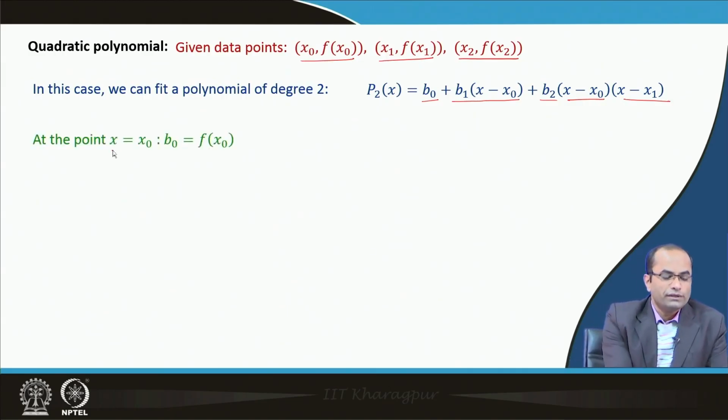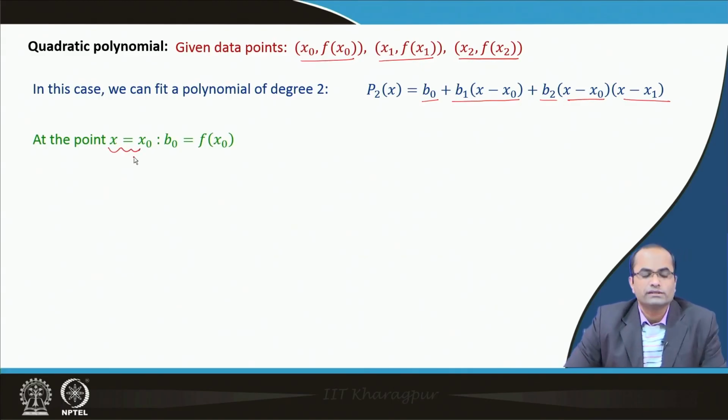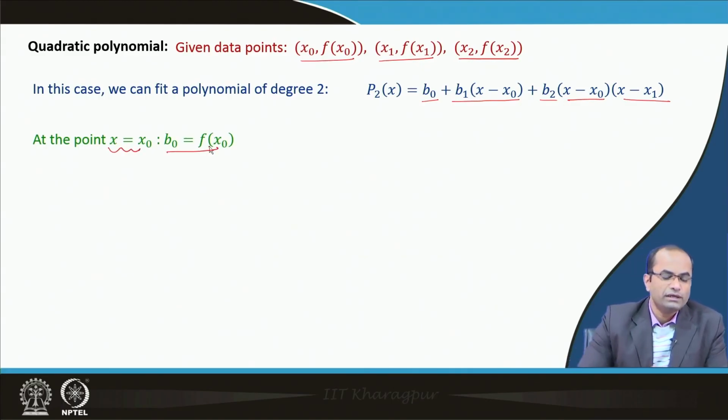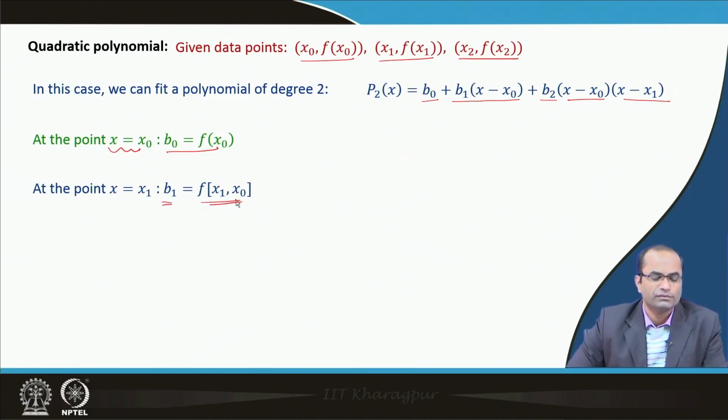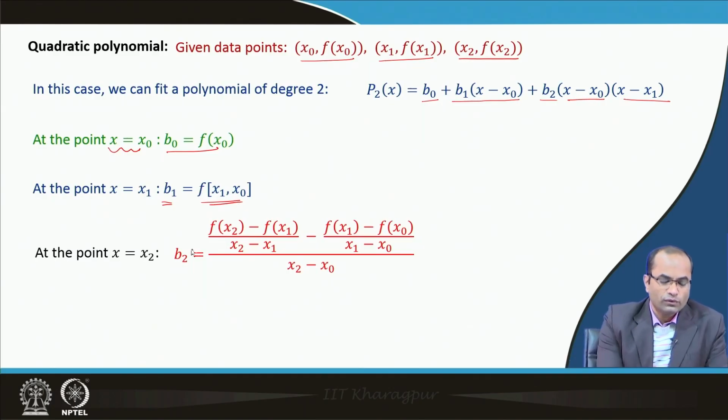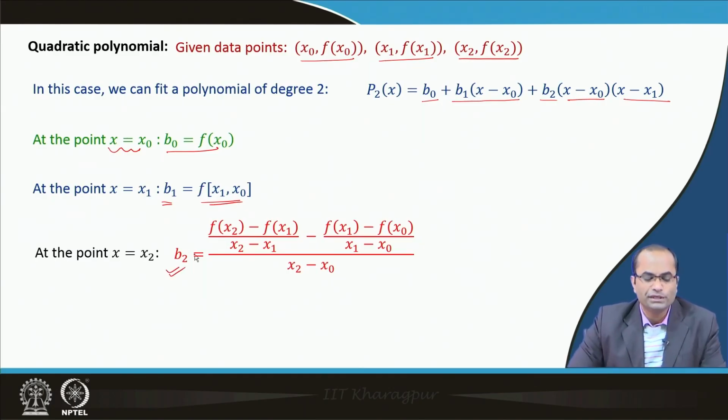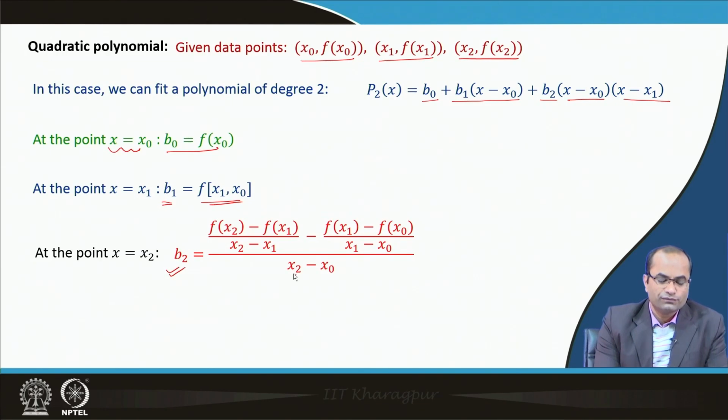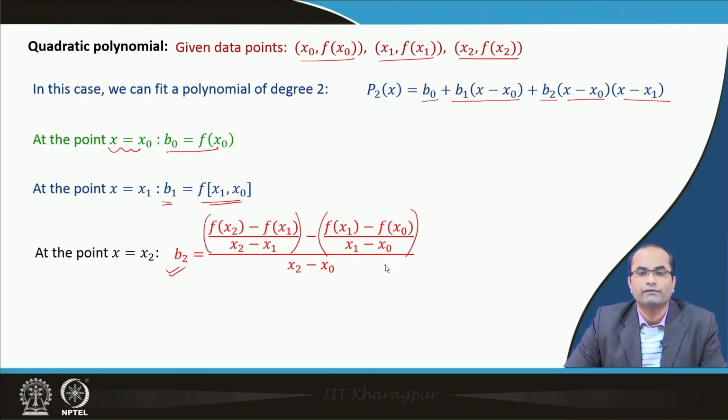So, for B naught, when we substitute x is equal to x naught, we will get immediately B naught, and similarly B 1, which we have already evaluated before, it will be the same value. So, f[x 1, x naught], and then substituting x is equal to x 2, we can also get B 2. So, B 2 will have this format, and these two expressions here we can again write in terms of the divided difference, which we have already defined for 2 points earlier.